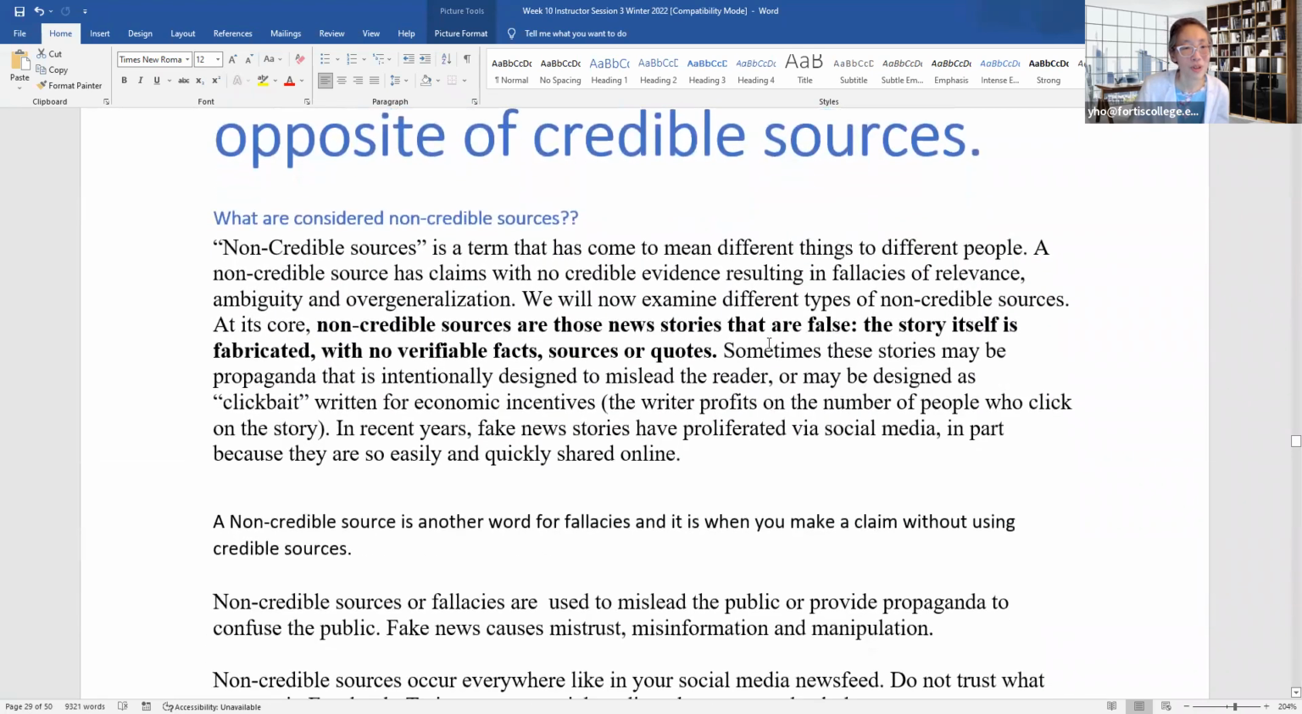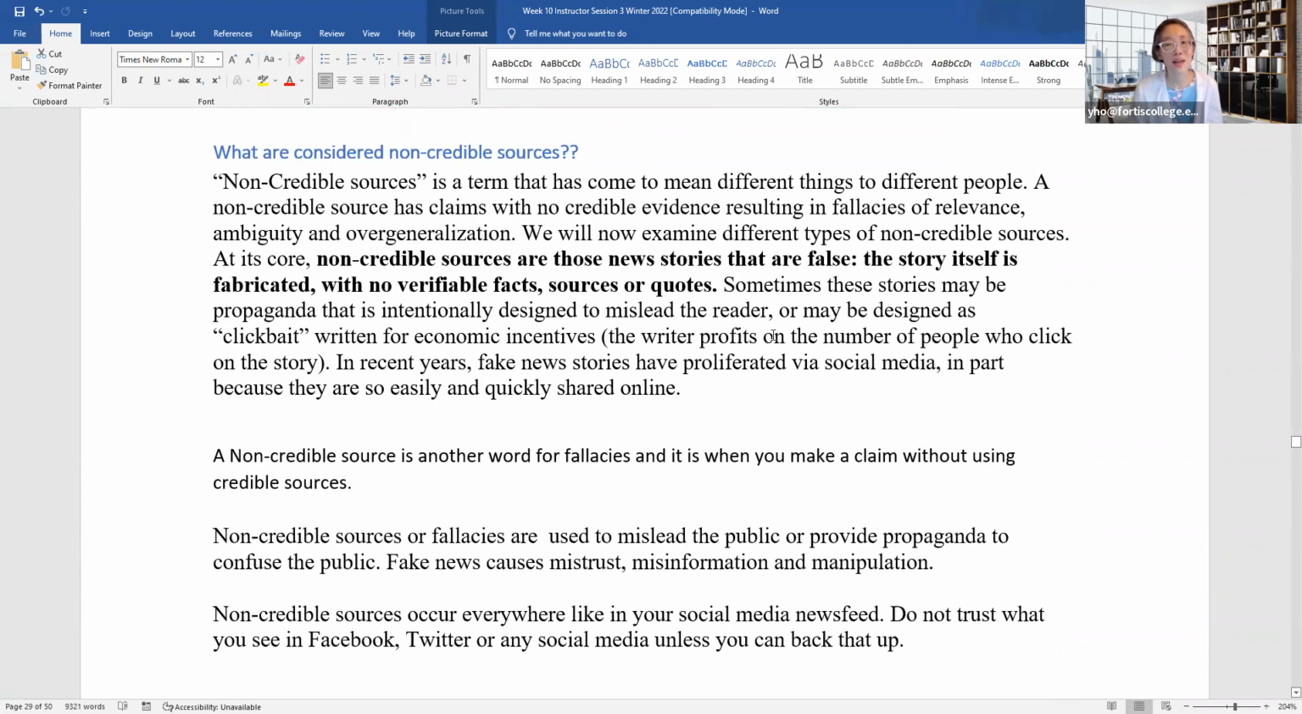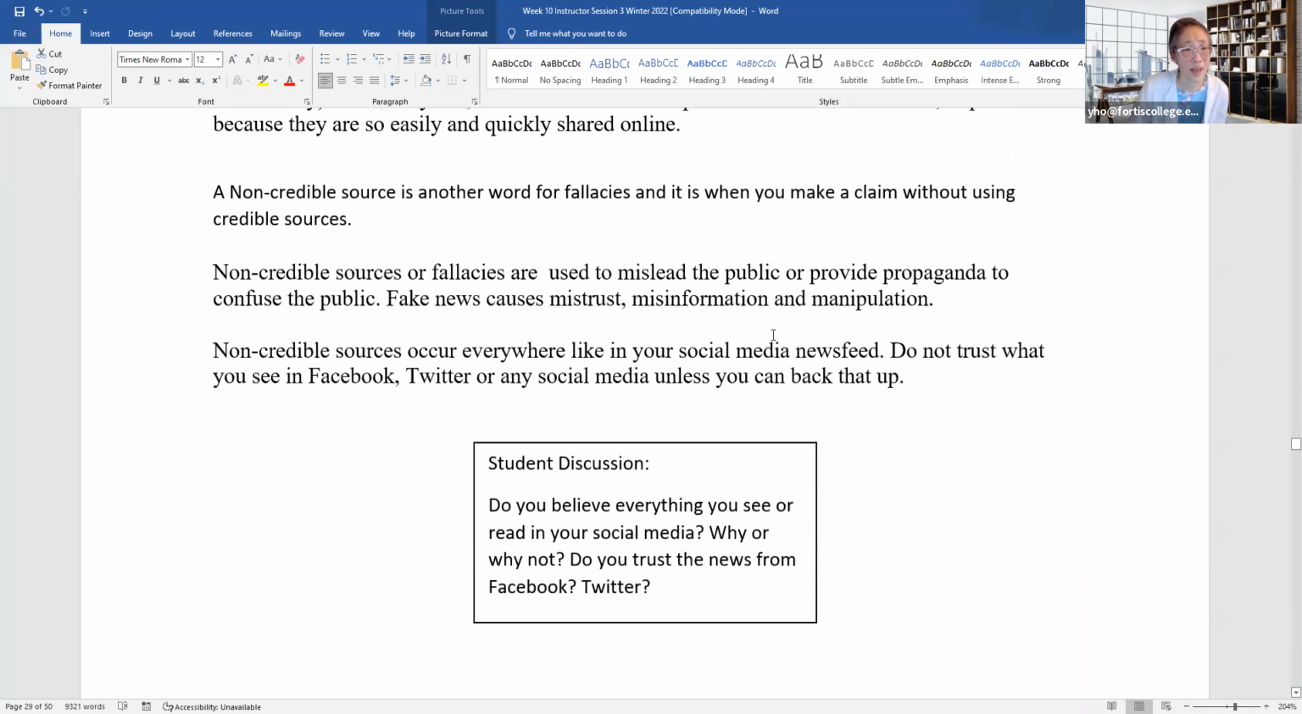So non-credible sources is a term that has come to mean fake stories, stories with no verifiable facts, sources, or quotes. These stories may be propaganda that is intentionally designed to mislead the reader, or may be designed as clickbait written for economic incentives. In other words, the writer profits on the number of people who click on the story. In recent years, fake news stories have proliferated via social media because they are so easily shared online.